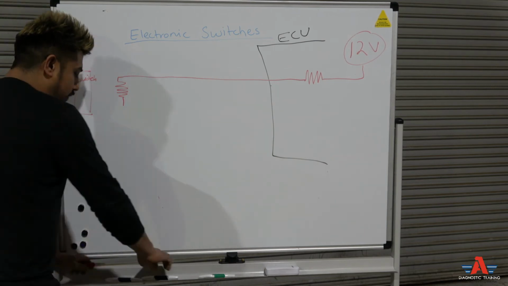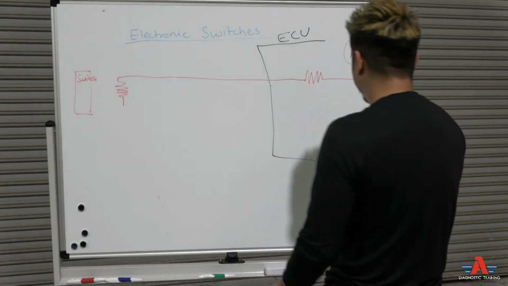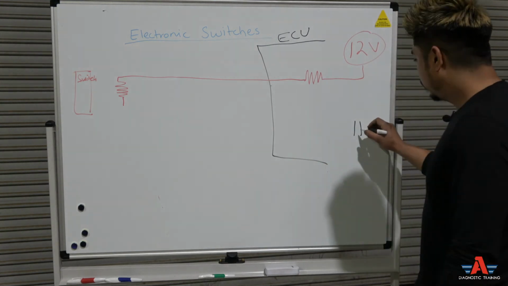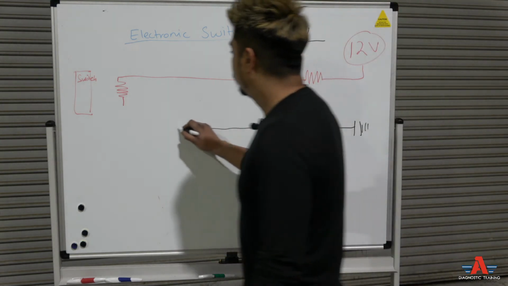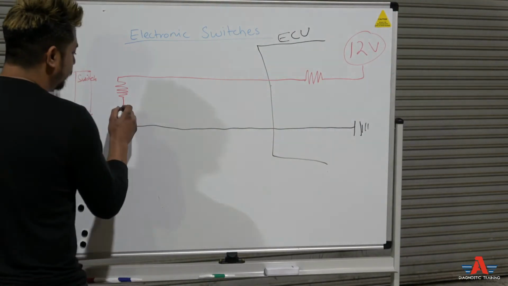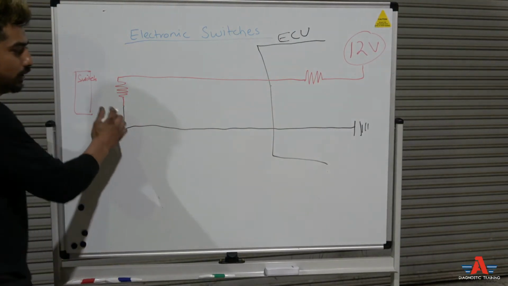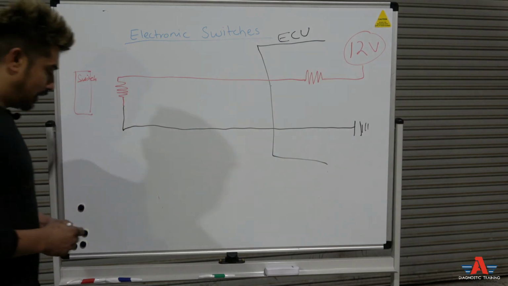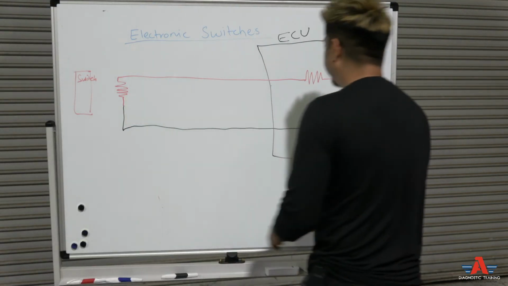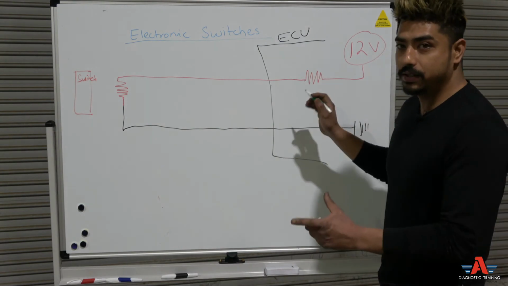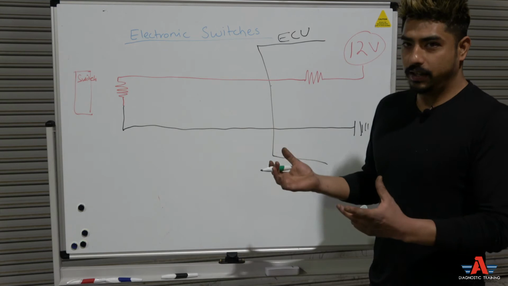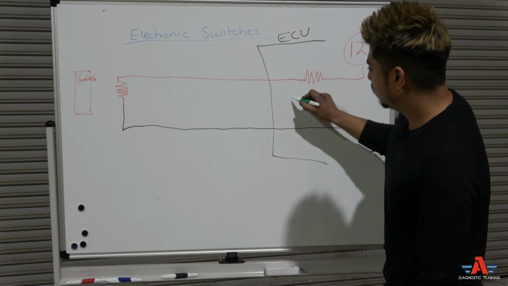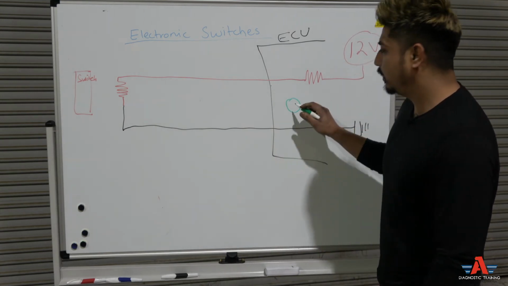Now, the computer is also going to send what? A ground, okay? The computer is going to send a ground out towards the switch, and it's going to connect to the switch like that. Also, inside the computer, you're going to have a sensing circuit. It's kind of like a voltmeter, like a digital multimeter. Anyway, let's say this is your digital multimeter.